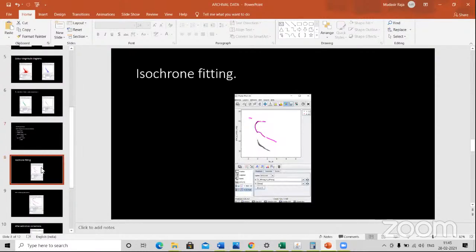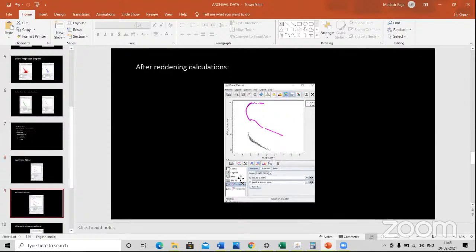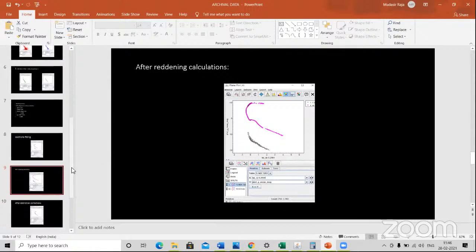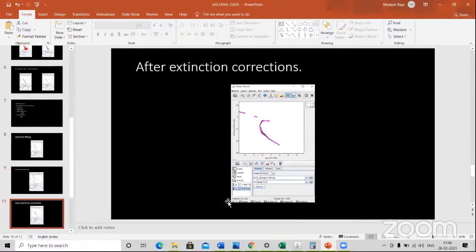So this is the isochrone fitting. This is the normal isochrone which we got. After that, I did the reddening calculations. I subtracted the value 0.2564 from BP minus RP, so this shifted a bit. This is our cluster and this is the isochrone. Now we have to fit it, so we have to take into consideration the extinction factor, that is AG.